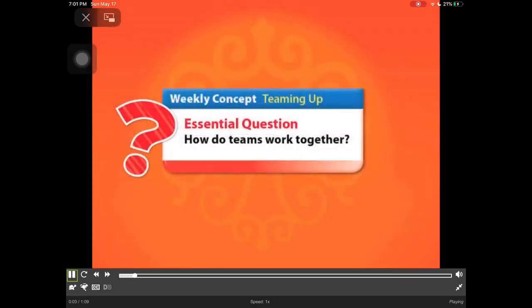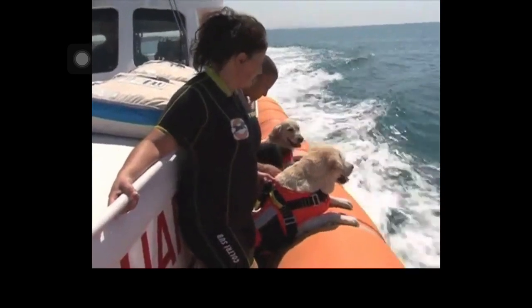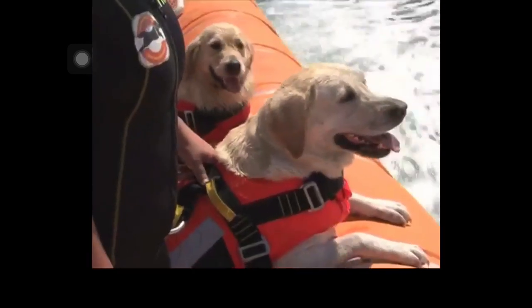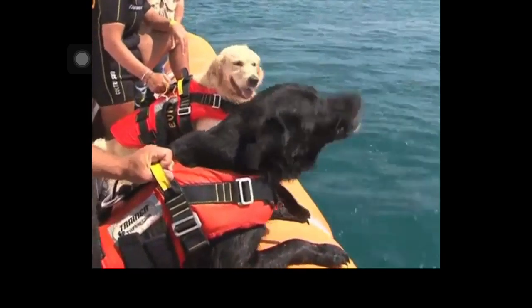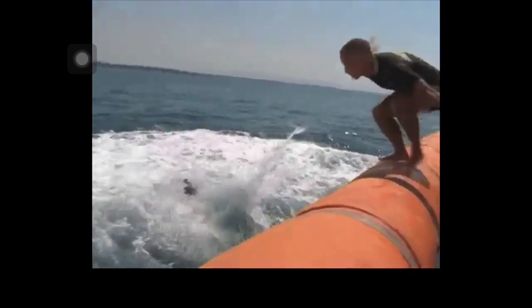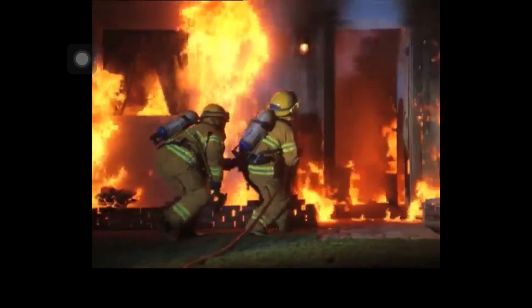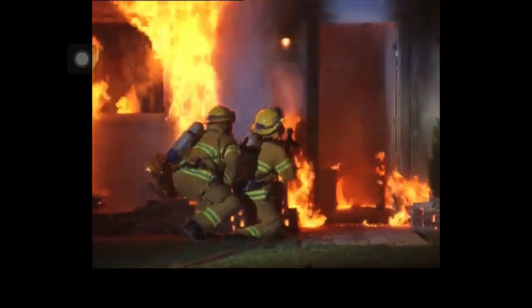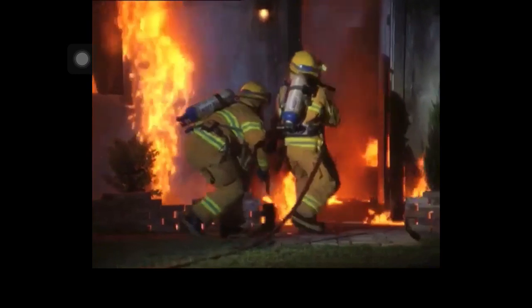Teaming up. How do teams work together? There are many different kinds of teams. These dogs and their handlers are a team. They are training to work together to rescue people in the water during an emergency. Firefighters train hard and learn to work together, too. Working as a team helps firefighters put fires out quickly while staying safe.